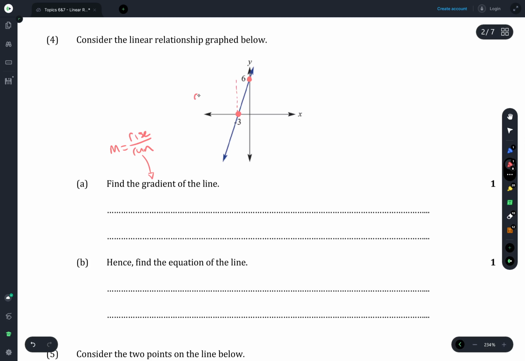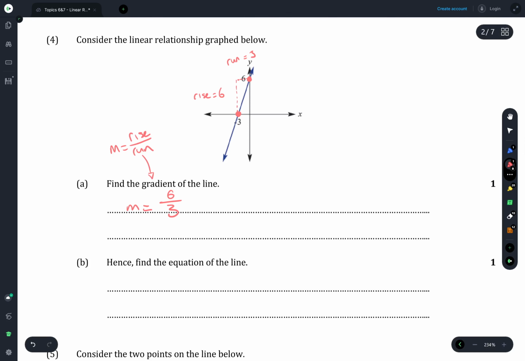So up 6. So I'll say that my rise is equal to 6. And now that I've got that, I'm now starting at -3 and going to 0. I can say that my run is equal to 3. So now I've got my rise is 6 and my run is 3. I can say that the gradient, which is rise over run, is 6 over 3.